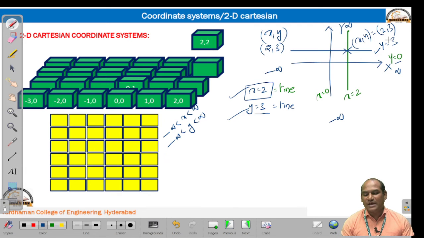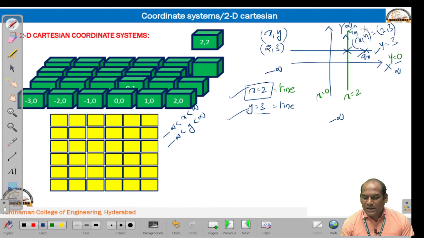In this manner, we are locating points on a normal graph sheet, that is the 2-dimensional Cartesian coordinate system. This you already know, but for completeness I have told about this one. So, here x is equal to 2 and y is equal to 3, this is the point, like this we are going to represent. And now, I am going to give the unit vectors for this particular point. That is nothing but Ax cap and Ay cap.